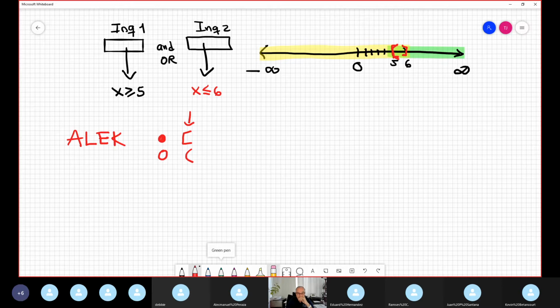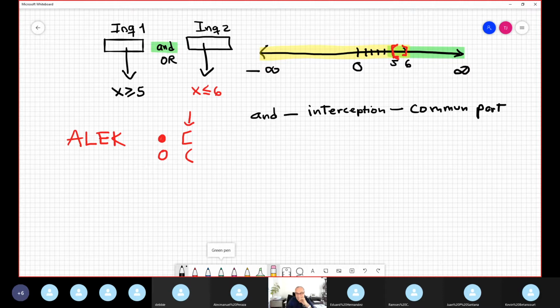So now, my question is, suppose that we are working with the and. Well, and is intersection. This is the thing you need to understand. And is intersection. And what does intersection mean? Intersection is the common part. Common part is the part where both intervals, the yellow and the green, overlap and coincide. It's obvious that it's that part.